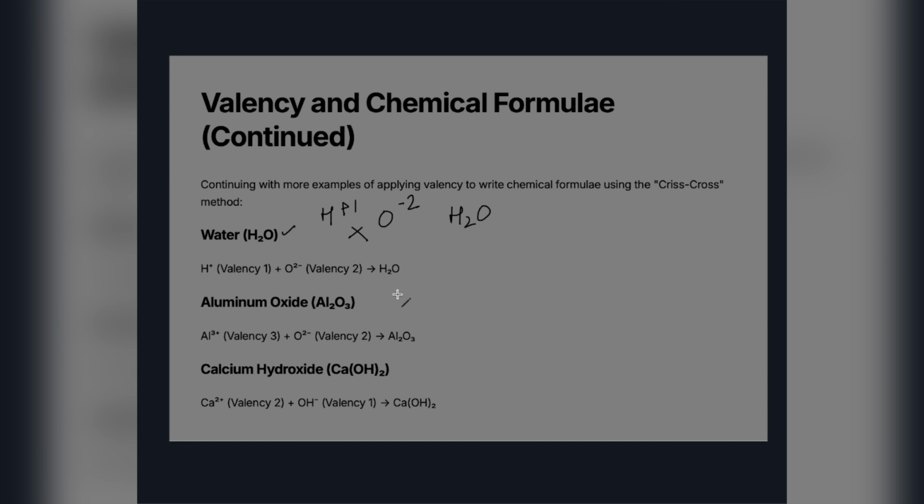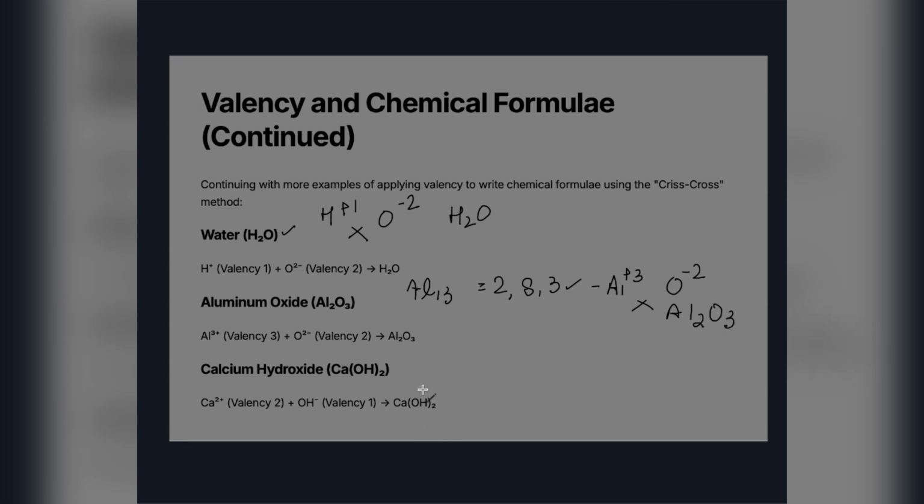In the case of aluminium oxide, aluminium has atomic number 13 and the electronic configuration of aluminium will be 2, 8, 3. So as we can see, there are 3 electrons in the valence shell. So it tends to lose all its 3 electrons. So it will get +3 valency. And oxygen has -2 valency. Now crisscross the valencies and the formula of aluminium oxide will be Al₂O₃.